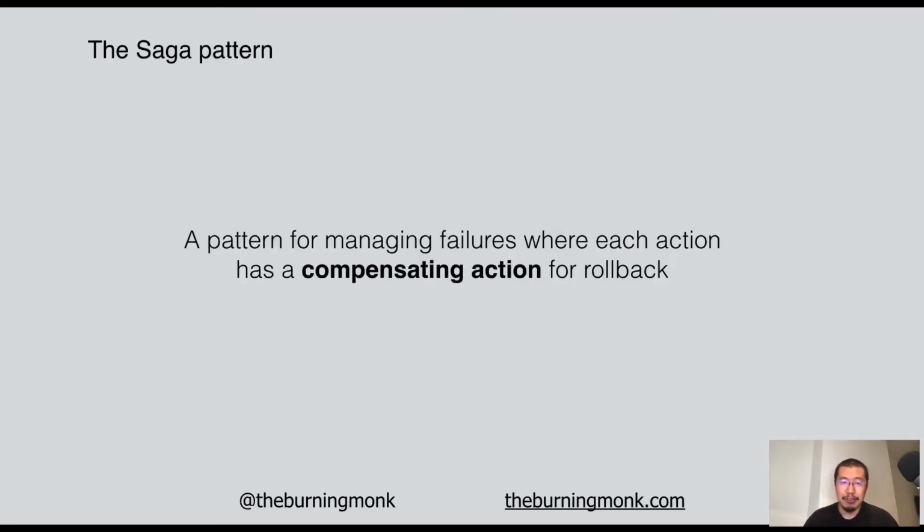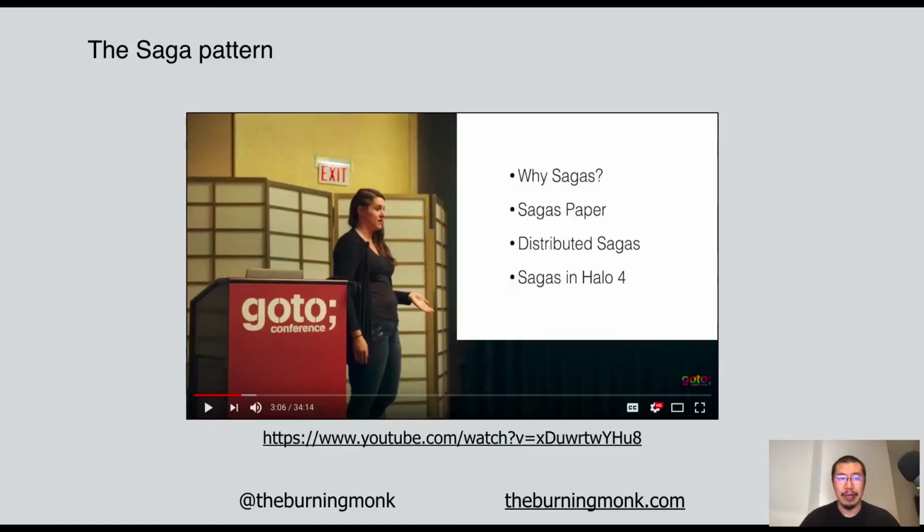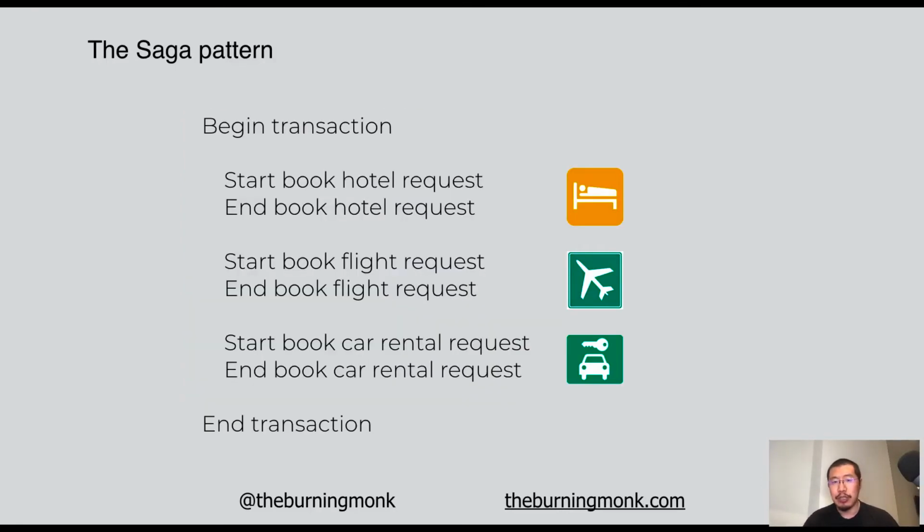Well, that's the Saga pattern, which is the pattern for managing failures in a transaction where each action has a compensating action for rollback. And here's a talk from Katie McCaffrey if you want to learn more about the Saga pattern. And imagine you're implementing a transaction for a holiday app where you need to book a hotel, then a flight, then some car rental.